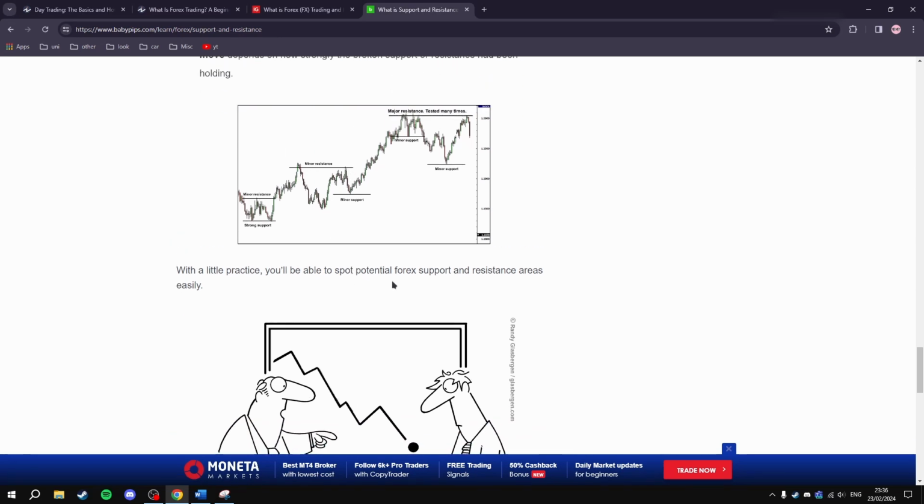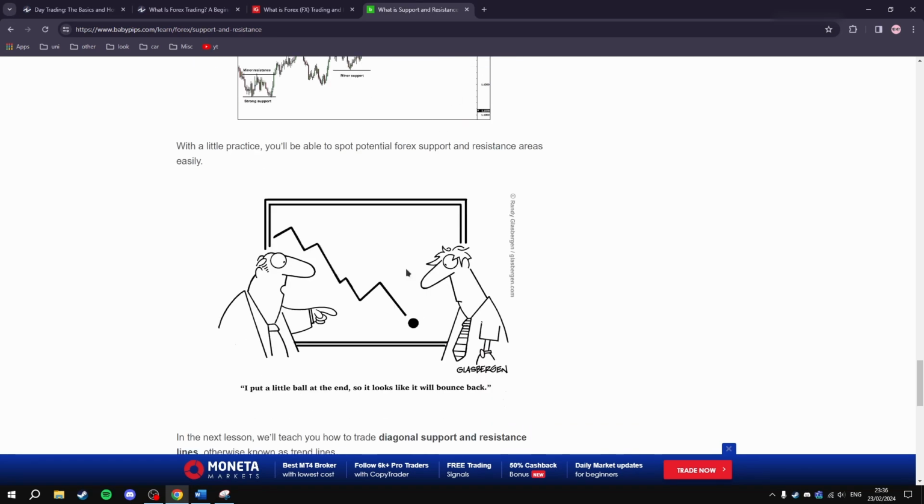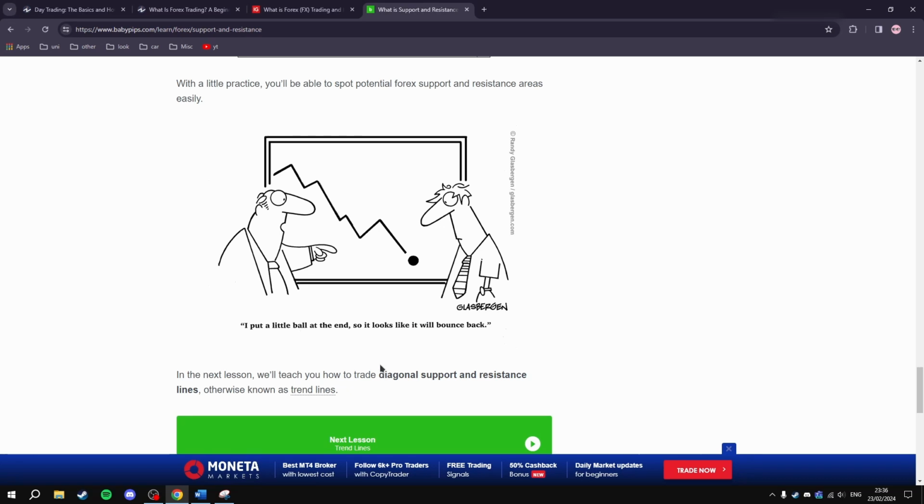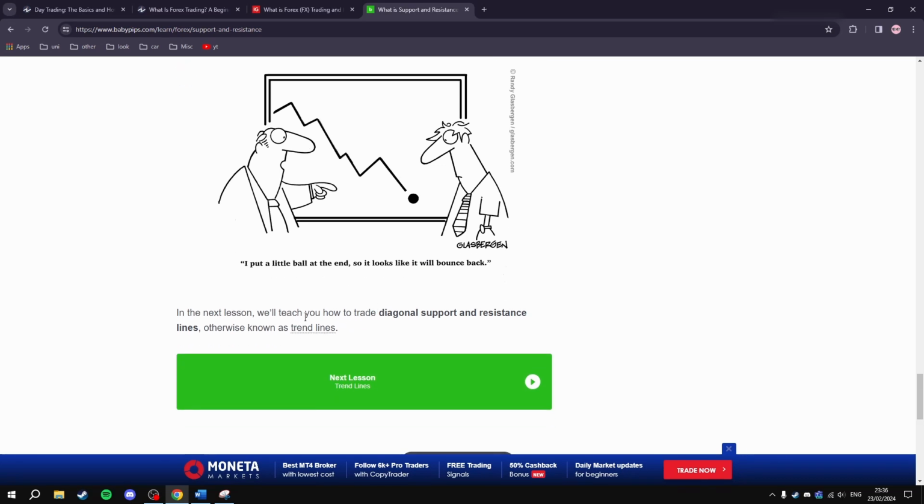With a little practice, you'll be able to spot potential Forex support and resistance areas easily. I put a little ball at the end so it looks like it'll bounce back. Okay. In the next lesson, we'll teach you how to trade diagonal support and resistance lines, otherwise known as trend lines.